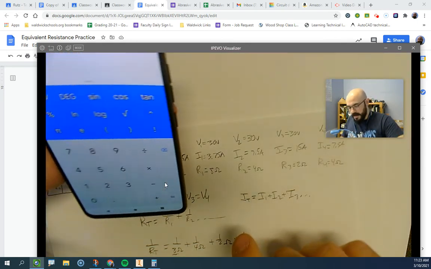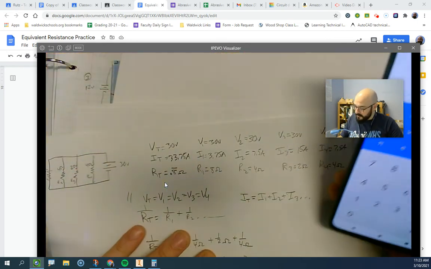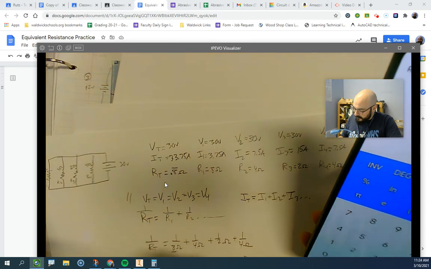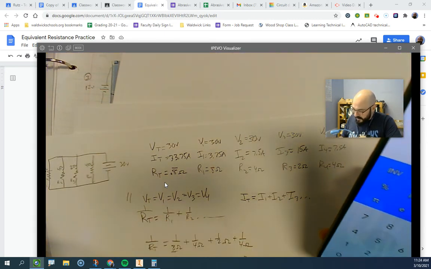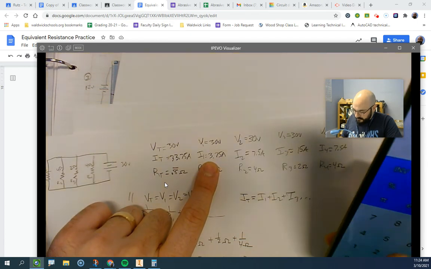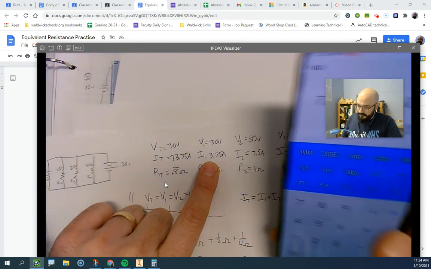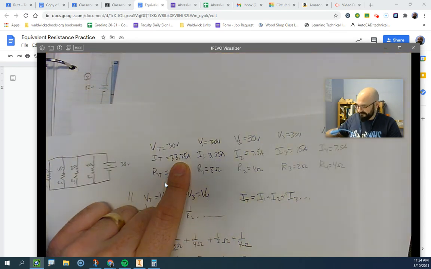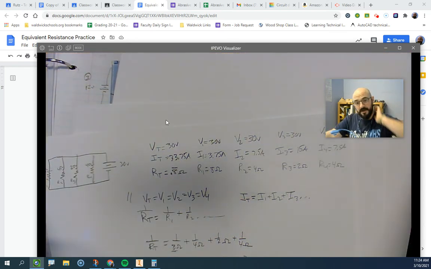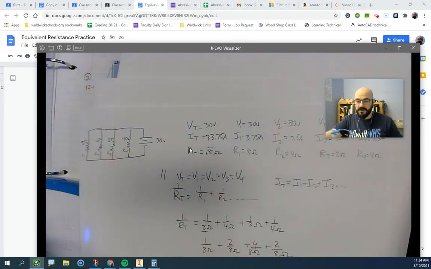Okay, and now to check, let's see. We have 7.5 amps plus 15 plus 7.5 plus 3.75. We're good. We have now determined all the values of all the electronics in this circuit.